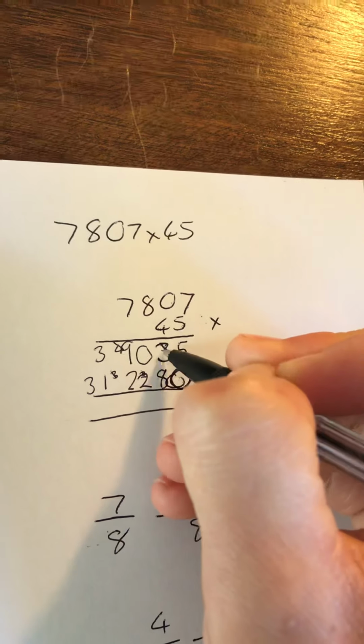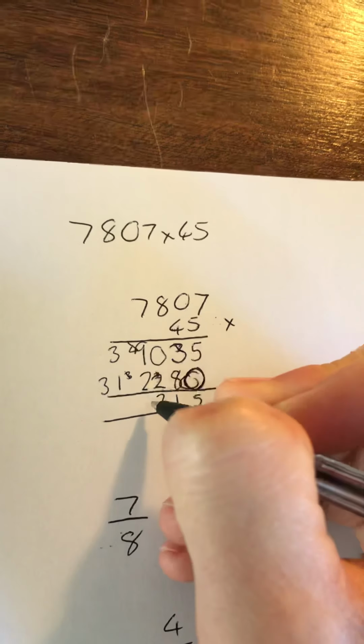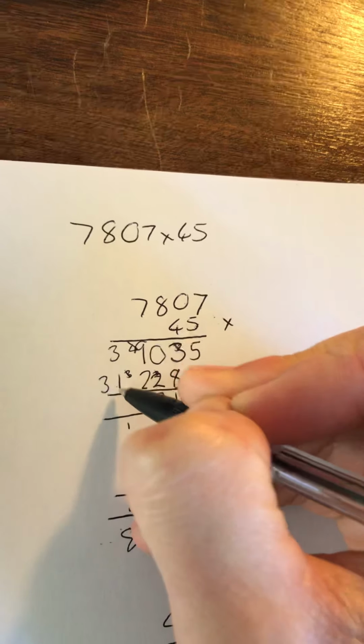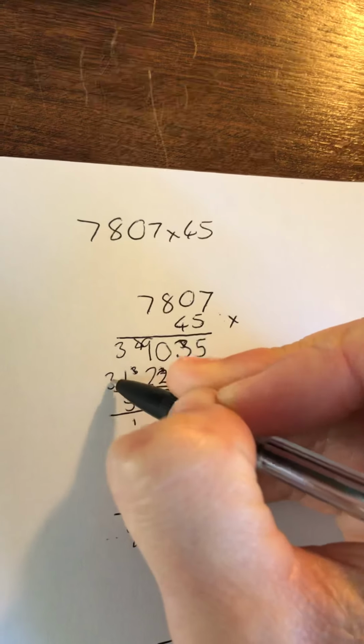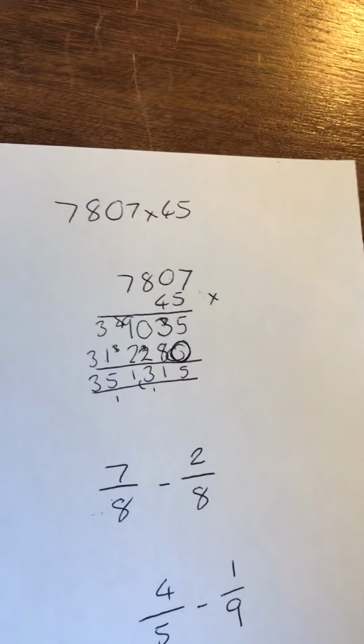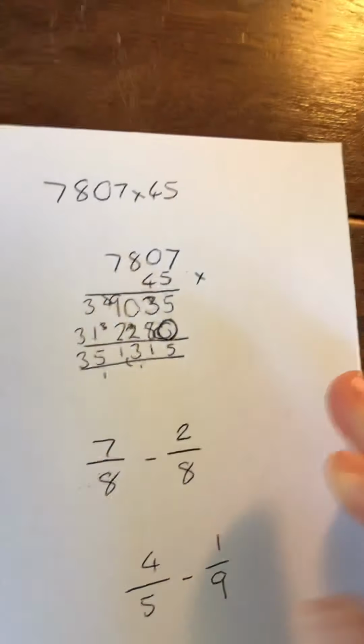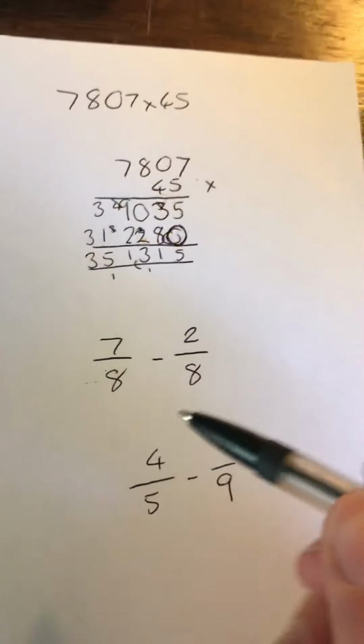Now I can add. 3 and 8 is 11. 0, 2 and 1 makes 3. 9 and 2 is 11. 3, 4, 5, 3. 351,315. Something pleasing about that number, isn't there? 351,315. Next step, subtraction of fractions.